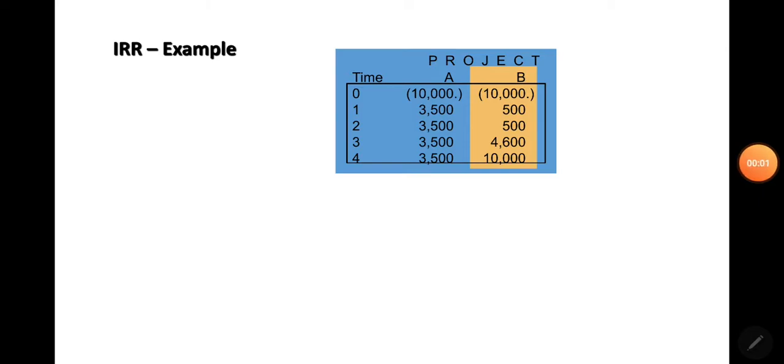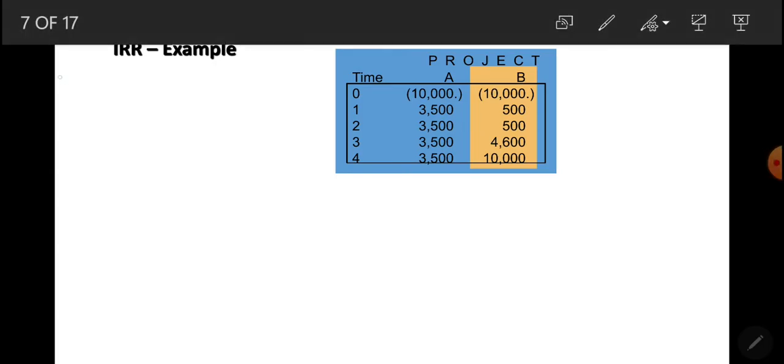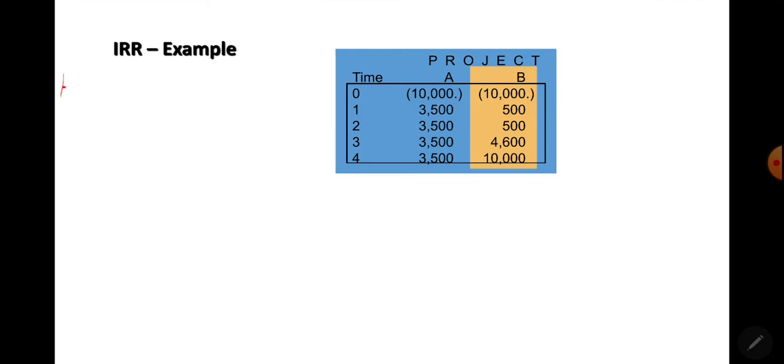Okay, so we're going to calculate the internal rate of return for project B in our example. So I'm going to make a timeline for this. So we have 10,000 over here at 0.